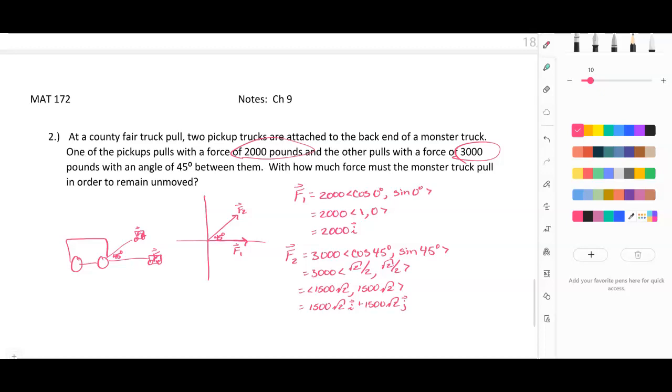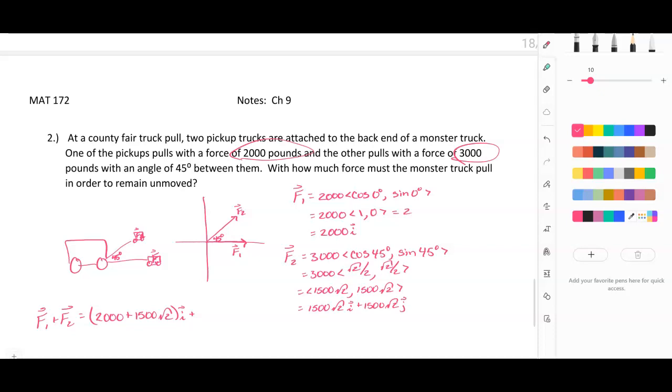So remember, forces combine the same way that vectors add. If I want to know the force being applied to this monster truck, then I need to add these two vectors together and find the magnitude. So let's start by adding them together. I'm going to add the i components, so I'm going to have 2,000 plus 1,500 square root of 2 i. And I'm going to add the j components. This one doesn't have a j, right? So it's assumed to be 0. So my j component is 1,500 square root of 2 j.